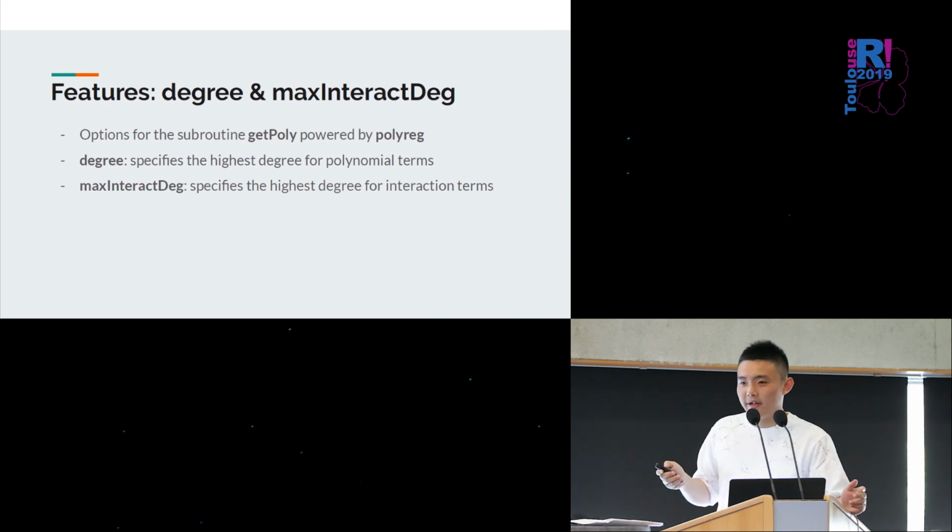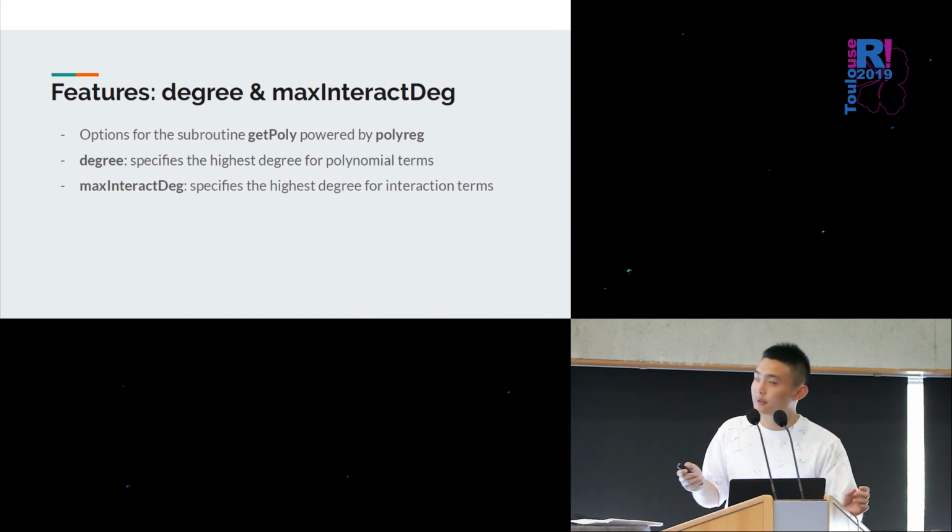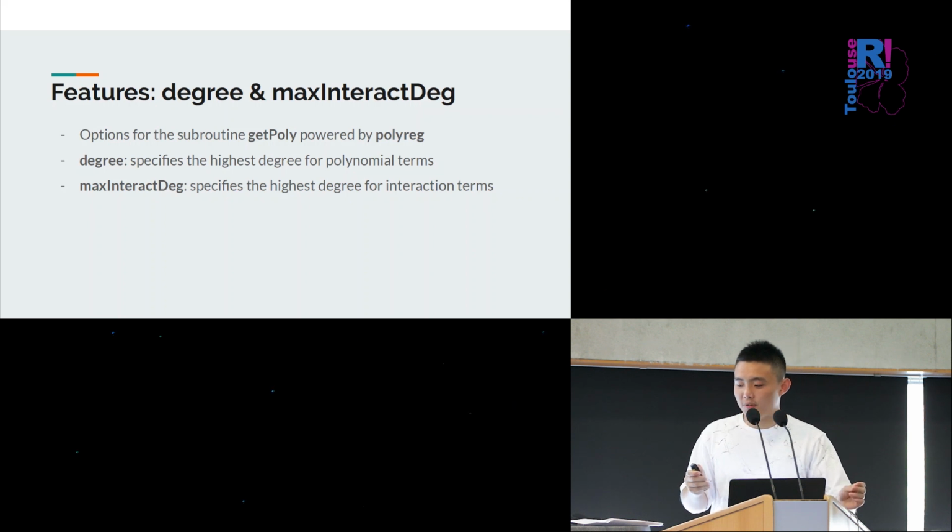So for example, we have two features, x1 and x2. If we specify degree to be 2 and max interaction degree to be 1, the polynomial expansion procedure will produce x1, x2, x1 squared, and x2 squared. If the user specifies both degree and max interaction degree to be 2, then it will produce one additional term, x1 times x2, as the interaction term.